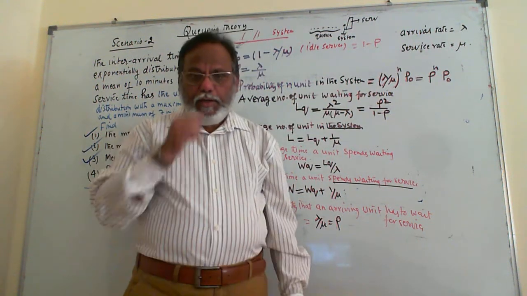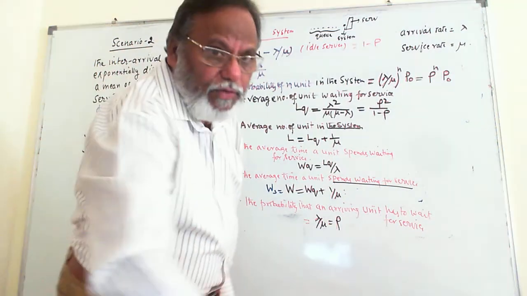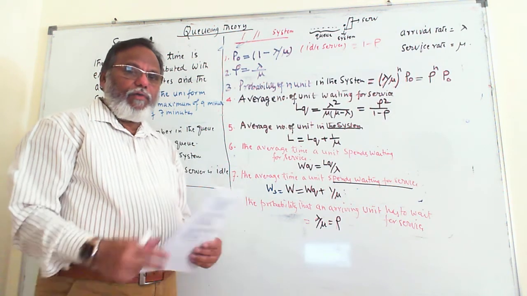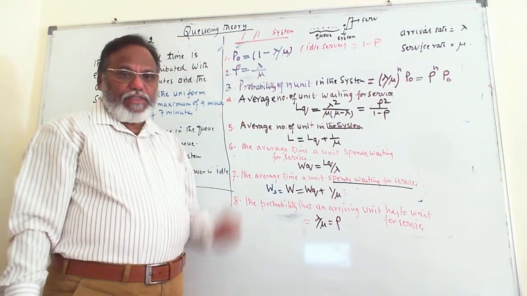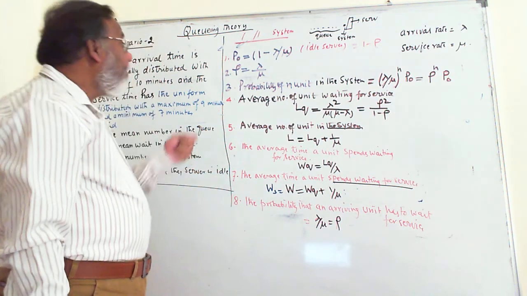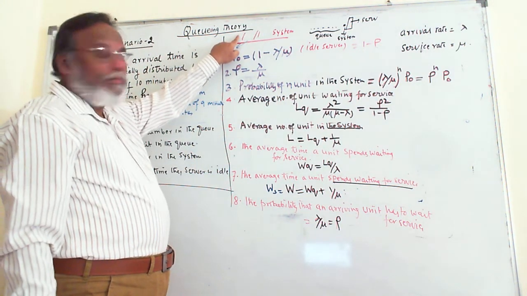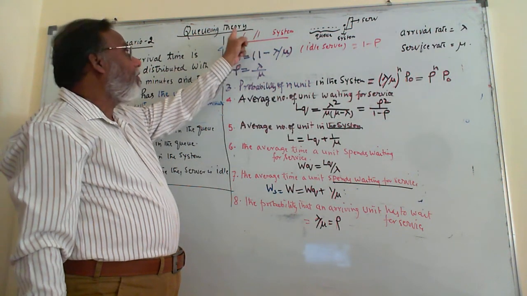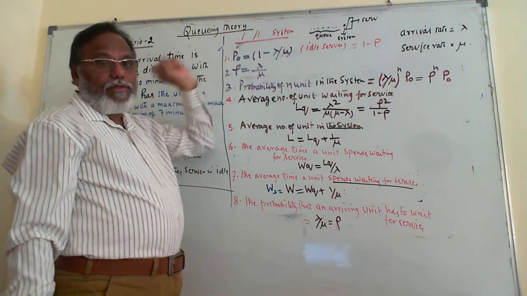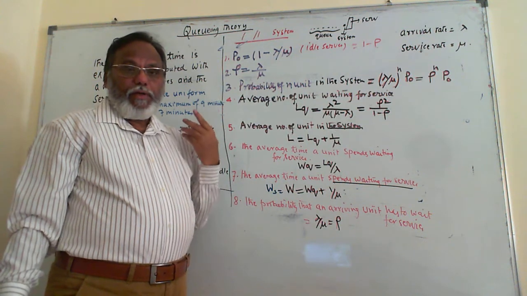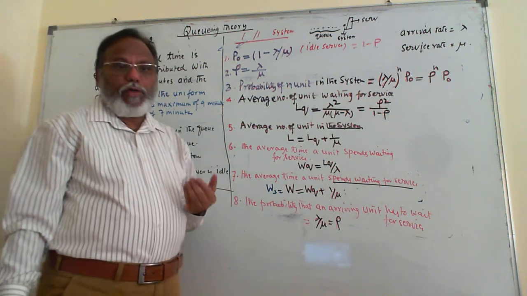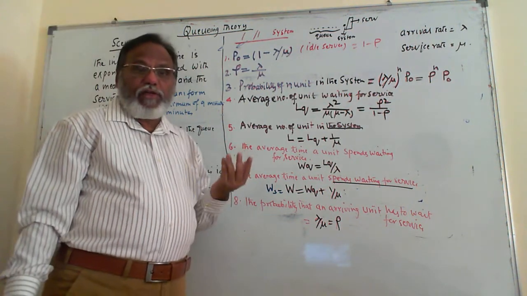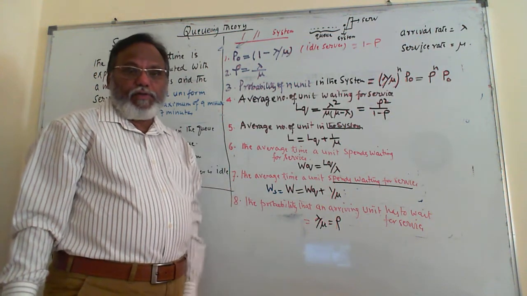Hello everyone, this is our second video on queuing theory. In our last video we learned how to solve a single server problem when the system was M/M/1. That means the distribution of both arrival and service were Poisson distributions, or to say another way, exponential distributions.